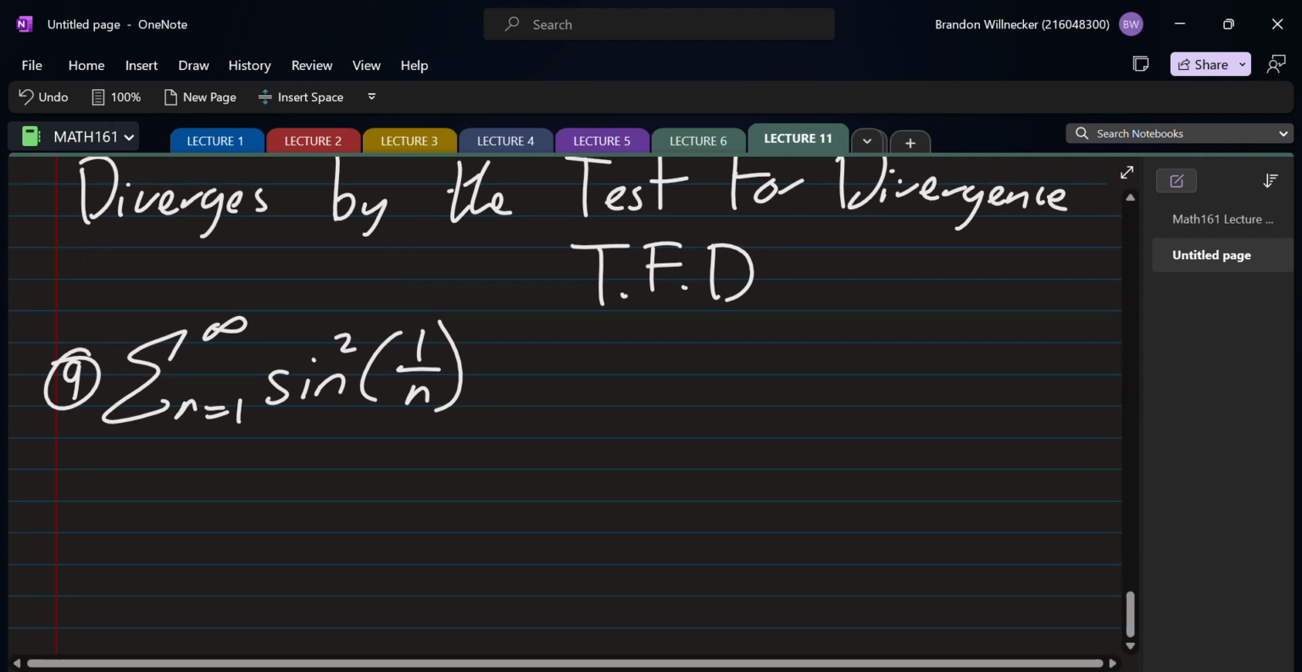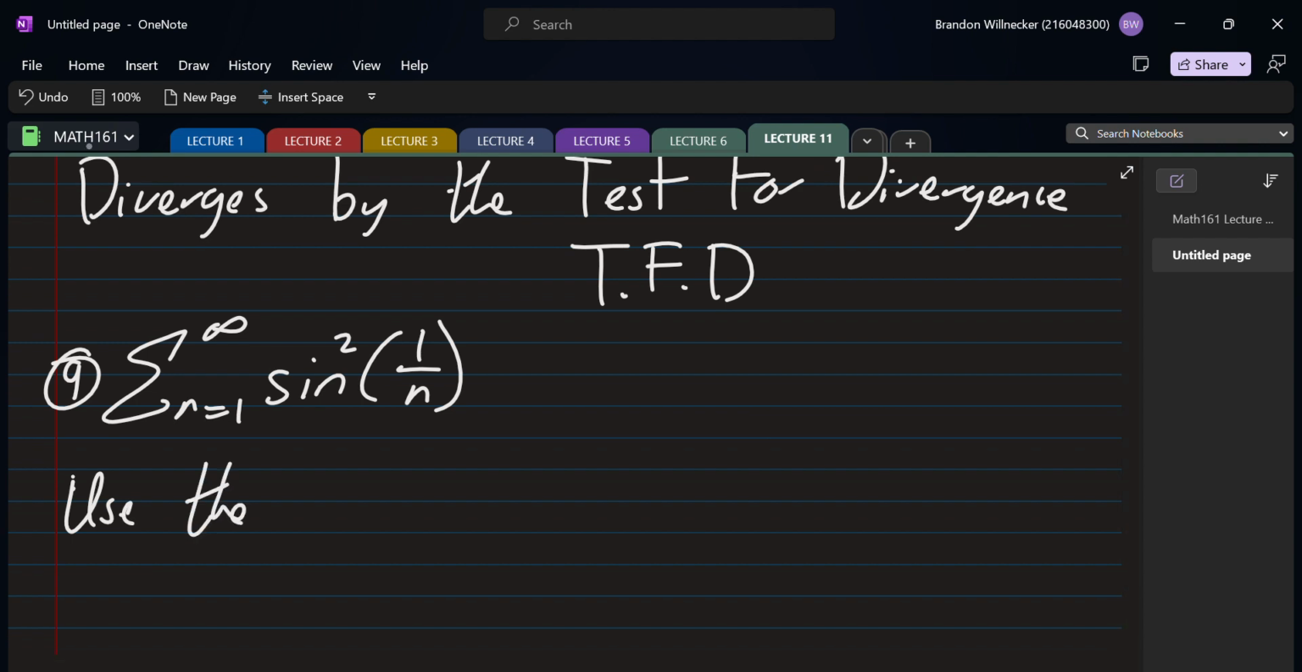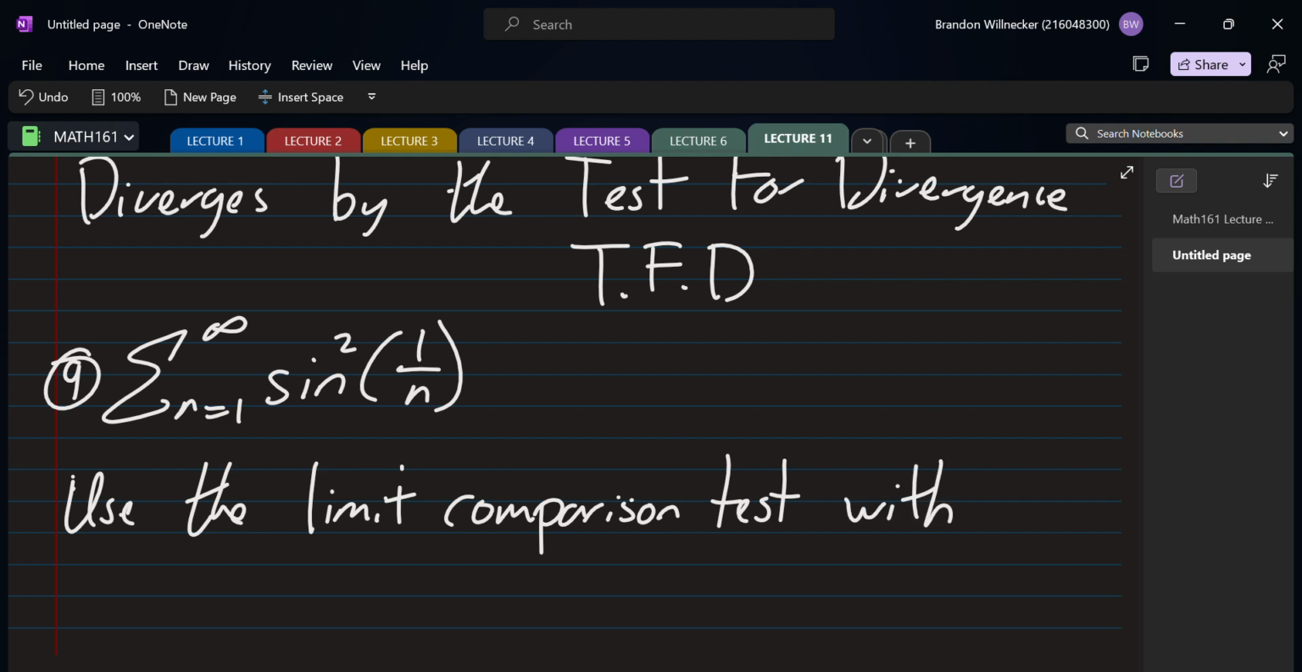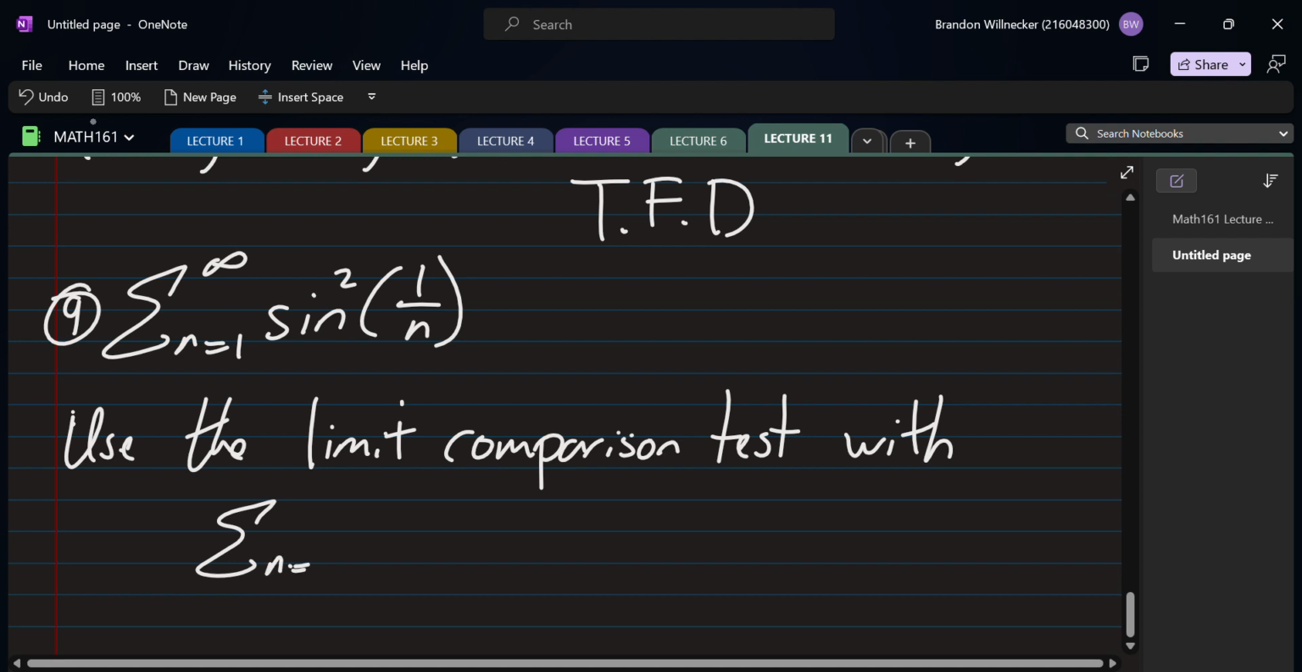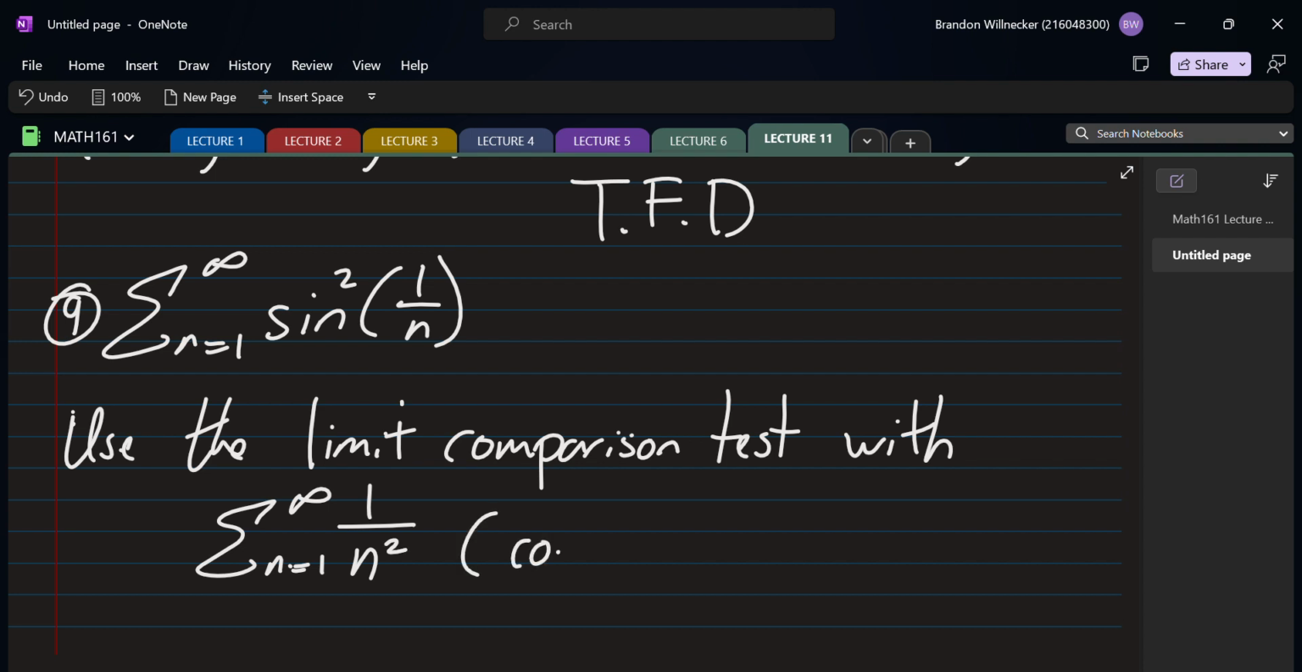So we use the limit comparison test with the sum as n goes from 1 to infinity of 1 over n squared, which we know converges. Okay, so we know it converges by the p-series test. So why do I choose this one?